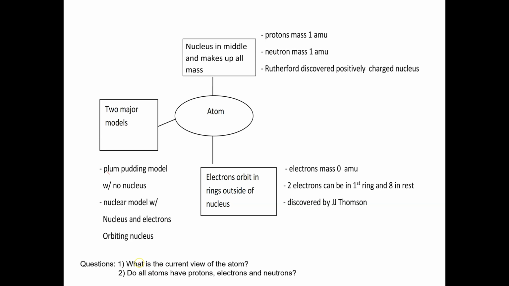So here are my 2 questions. What is the current view of the atom? That's a good question because there are 2 models. So what do you think about the atom now? Do atoms have protons, electrons, neutrons? Not a good question. Does everything have protons, neutrons, and electrons? So that's what you're looking at for questions. And that's how we do our concept map, and that's how we do our CER.